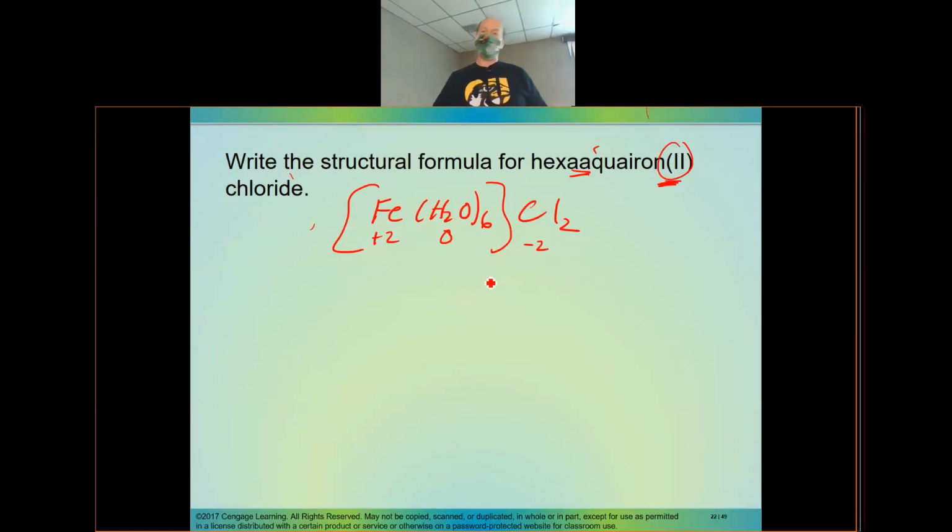And so this could be give the structural formula. This could be give the I value. So the I value is 3. You have 2 Cl minuses, and you have an FeH2O sub 6 plus 2. So this would be a plus 2, and you would have 2 Cl minuses. That's how you get an I value of 3.